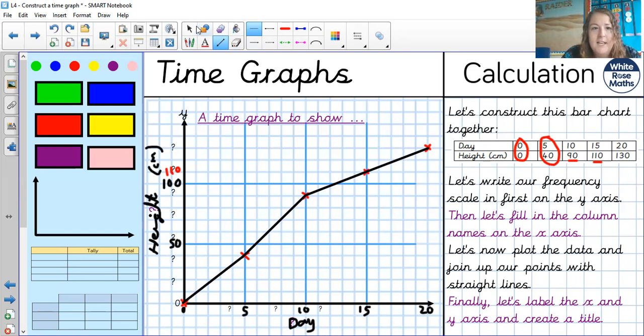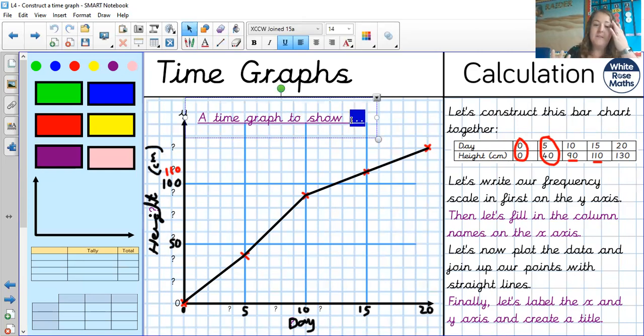Okay. Final thing then, let's just double check: we've done our frequency scale on the y-axis, we've filled in the columns on the x-axis and the y-axis, we've plotted our data and joined it up with straight lines, and we've labeled the x and the y-axis. The last thing we just have to do is create a title.